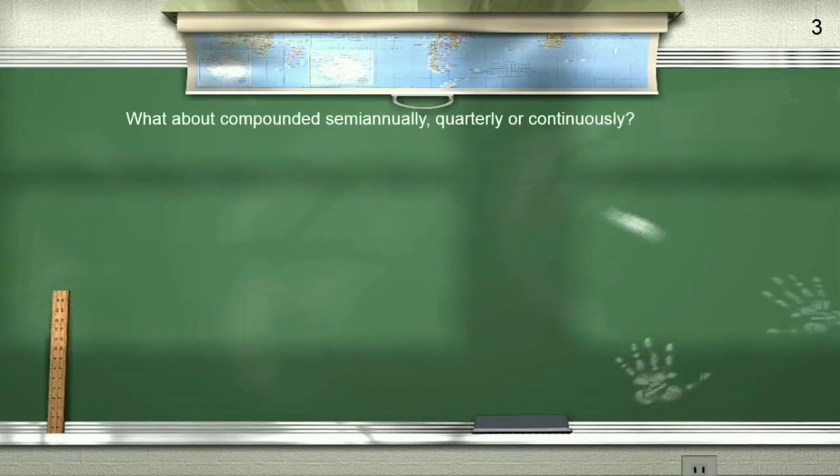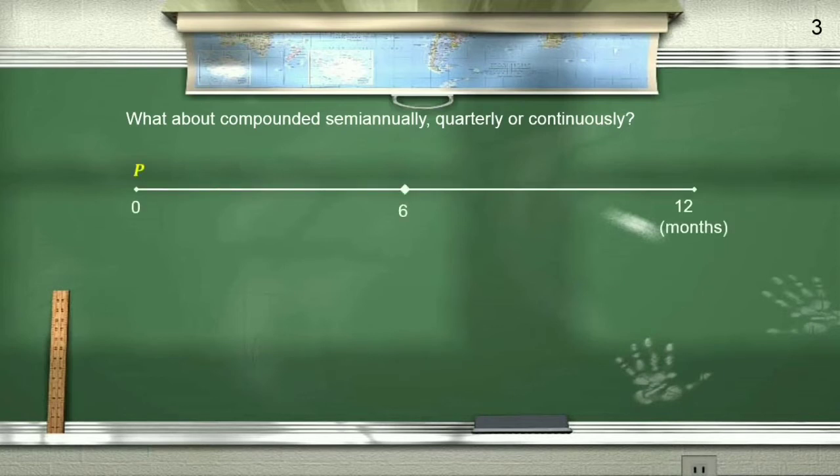Now, what about compounding semi-annually, quarterly, or continuously? In this case, we are going to see if the interest rate is compounded semi-annually. Now we are going to see for 1 year. So 1 year consists of 12 months. If the interest rate is compounded semi-annually, it means we divide one year into 2 periods. It means from 0 until 6 months and 6 months until 12 months.